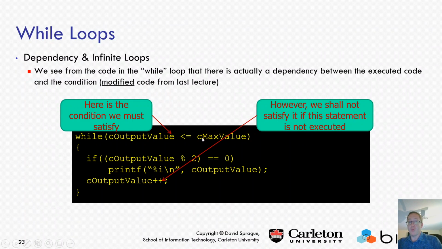This is my condition, which will make me keep going or stop. The condition for whether I continue or not. While this is true, I keep going. If, however, I left out that C output value ++ line, what's going to happen? The C output value doesn't change ever, and I have an infinite loop.